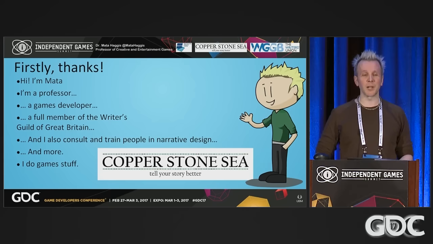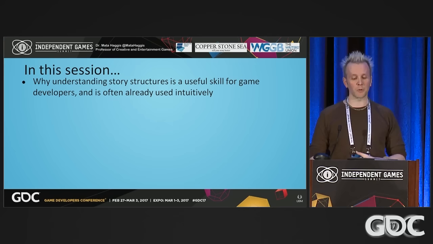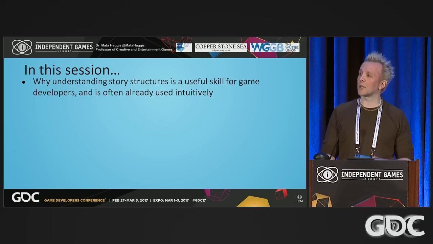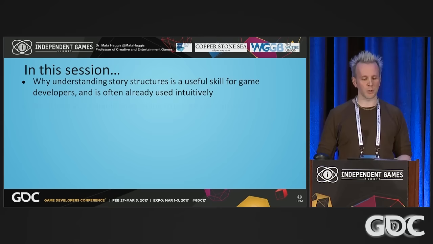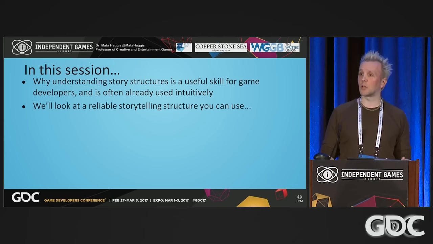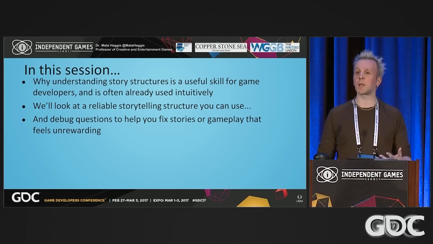So I'm going to be talking to you today about why understanding story structures is a useful skill for games developers. And often it's actually something which is already done intuitively. That's one of the interesting things about this: a lot of stuff that I'm going to say, you can go, oh yeah, we kind of already do some of that. And it's a way of me moving that into a conscious realm. We're going to look at a reliable storytelling structure that you can use, which will help you tell stories, and some debug questions to help you fix stories or gameplay that feels unrewarding.